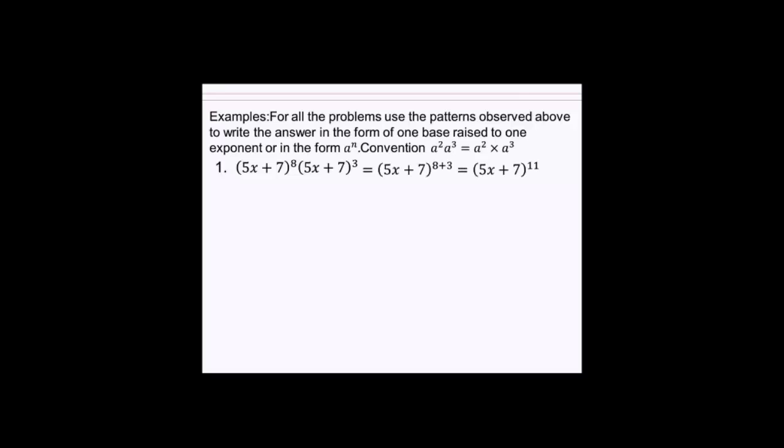So here we have base 5x plus 7. You have 8 copies and 3 copies, so you're going to get 11 copies total, and so that would be the answer in the simplified form.